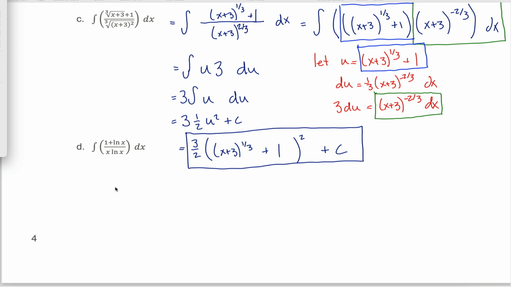Honestly, at this point, when you're looking at this, you might not have any idea and you might just guess. Man, I have no clue. There's natural log of x's floating around. Why don't I try that and see if it works out? Let's let u be equal to the natural log of x, just totally blind.